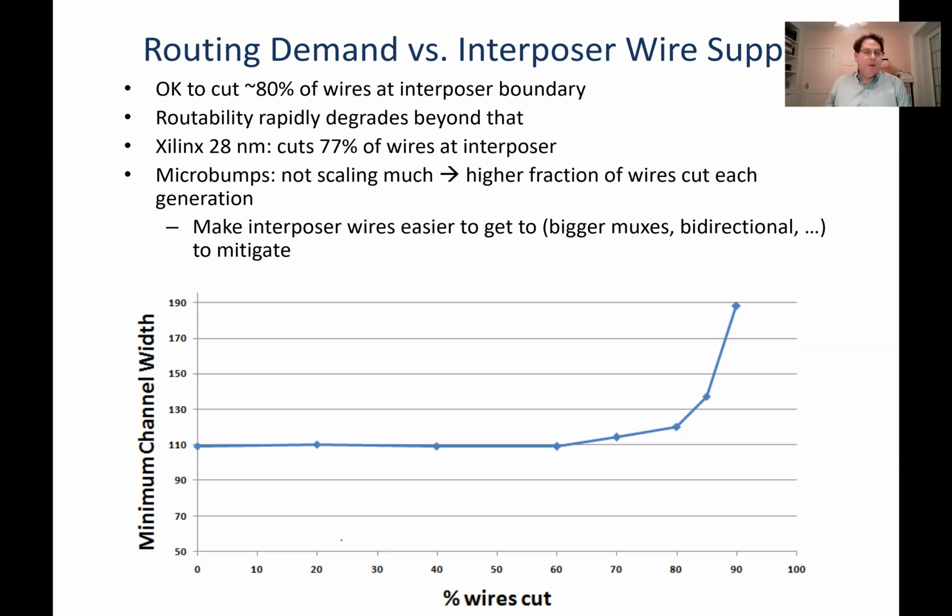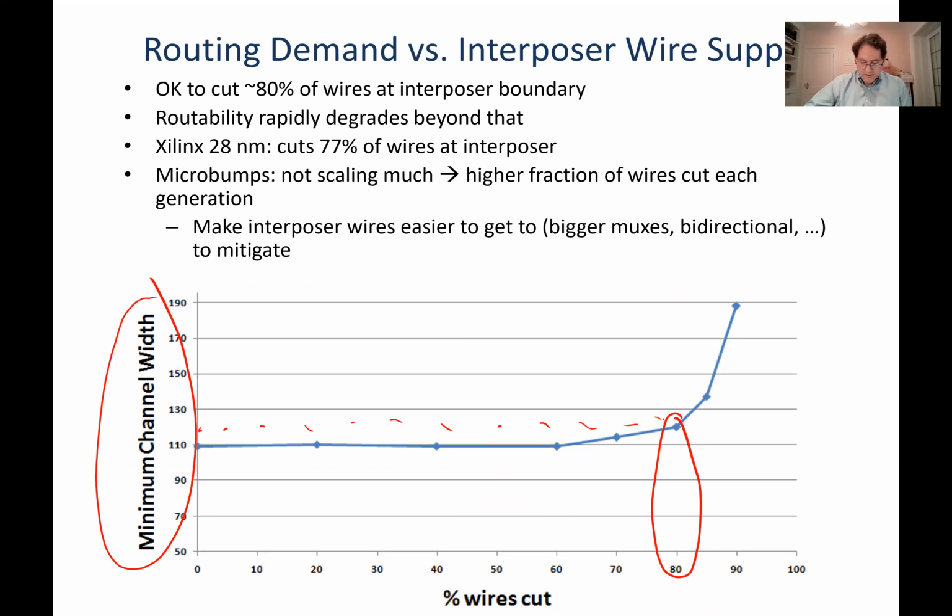But from this academic study, what did it find? It found that it's okay to cut about 80% of the wires. This shows how the minimum channel width to route a suite of benchmark circuits changes as we cut wires at interposer boundaries. If we take an FPGA composed of 4 pieces of silicon connected by an interposer, and cut 80% of the wires at the interposer boundaries, our minimum channel width increases a little, but not much. If we cut about 70%, the minimum channel width has hardly moved at all.